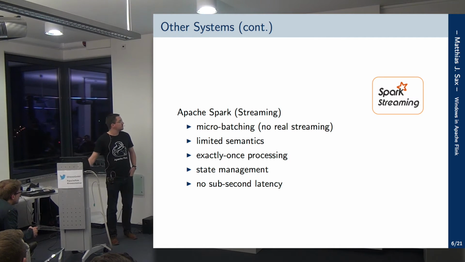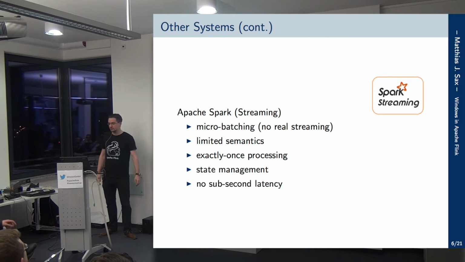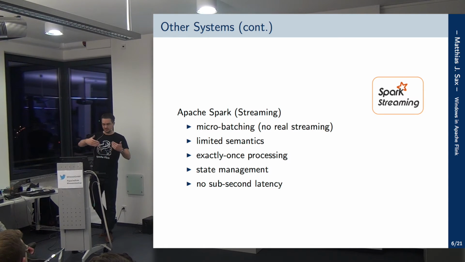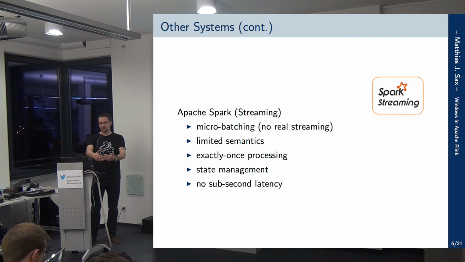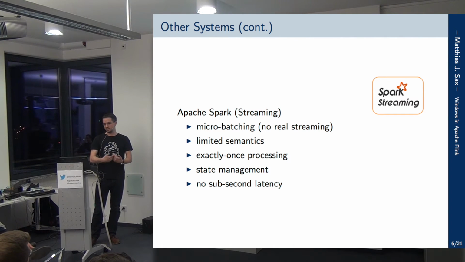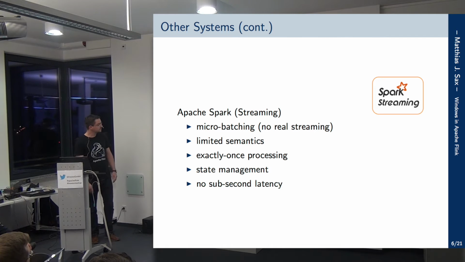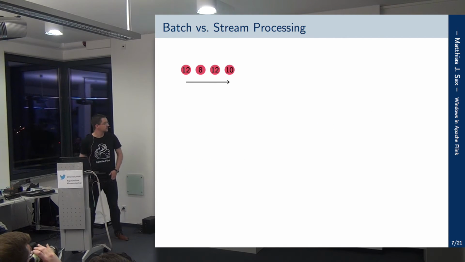On the other hand, Spark can do exactly-once processing, of course. They do micro-batching, so they buffer up the data in a micro-batch, they stream it through an operator, and if it fails, they still have the old copy, so they can simply replay. And they also do active state management.